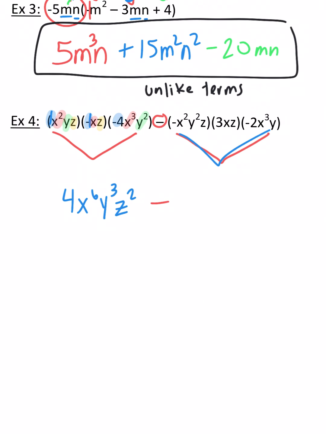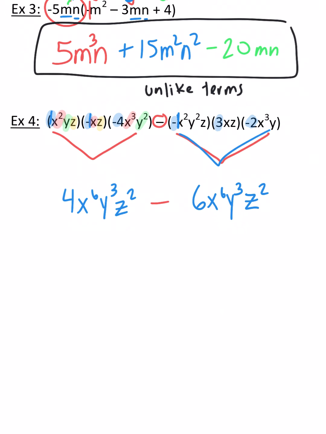Okay, so you should have negative 1, and this is an invisible 1, times 3 times negative 2 should have given you positive 6. And then we're going to match up the x's. I have x squared times x to the third. That's going to give me x to the sixth. And I have y squared times y is y to the third. And z times z is z squared. Now we're going to subtract.